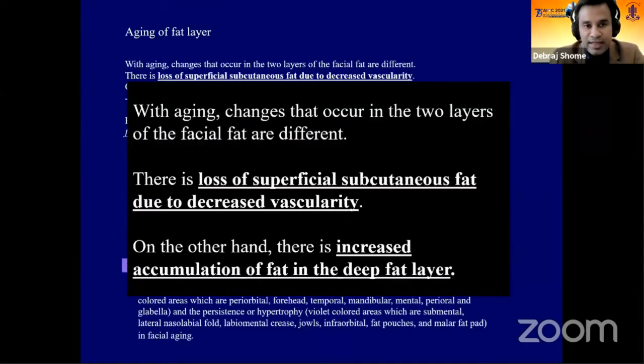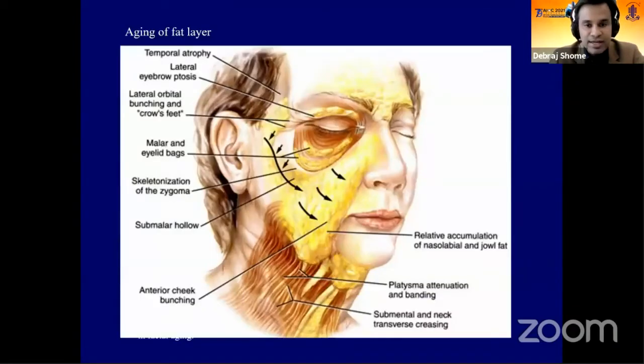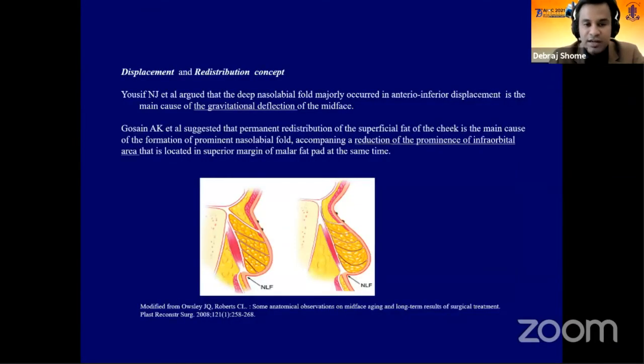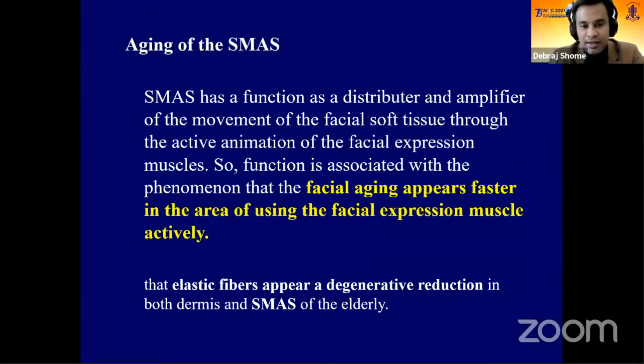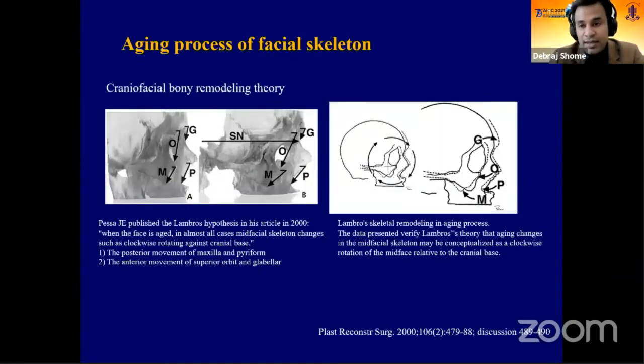Now, also with this, there's also aging of the other things. The SMAS is aging, the elastin tissues are going downwards, folds are developing. There are various other changes which are occurring. Also, the skeleton is changing. So essentially, the bones are becoming smaller as we age as well. And the facial skeleton is also rotating.